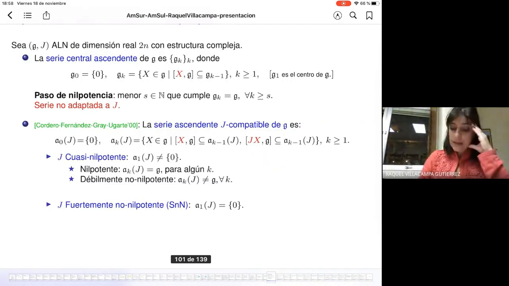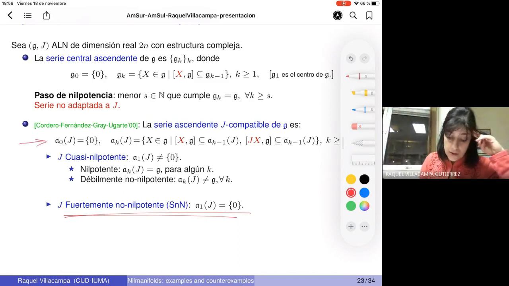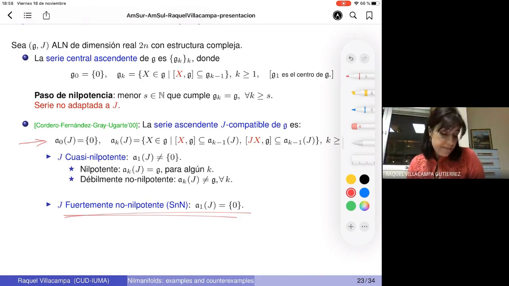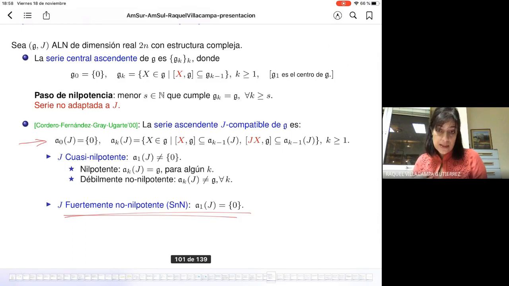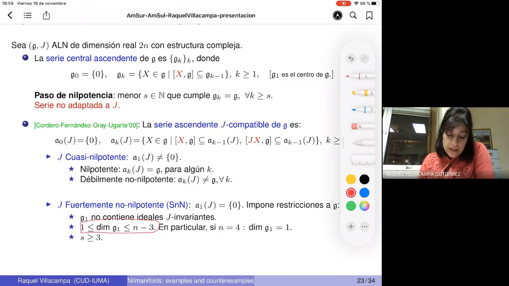So in particular, what we are interested in are those particular structures for which this series never exists, because all the elements of this series are equal to 0. So these complex structures have non-J-invariant ideals. Okay, these particular complex structures impose several restrictions over the Lie algebra. So, for instance, and this is the key point, the dimension of the center of the algebra is bounded in this way: the dimension of the center should be greater than or equal to 1, but less than or equal to n minus 3.